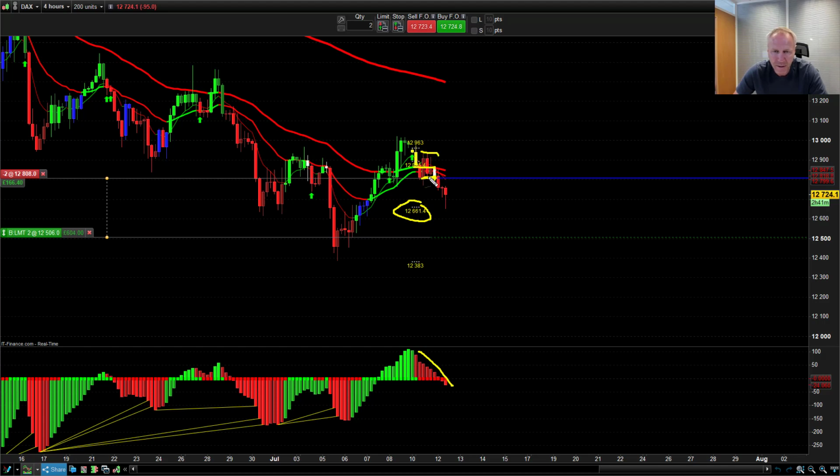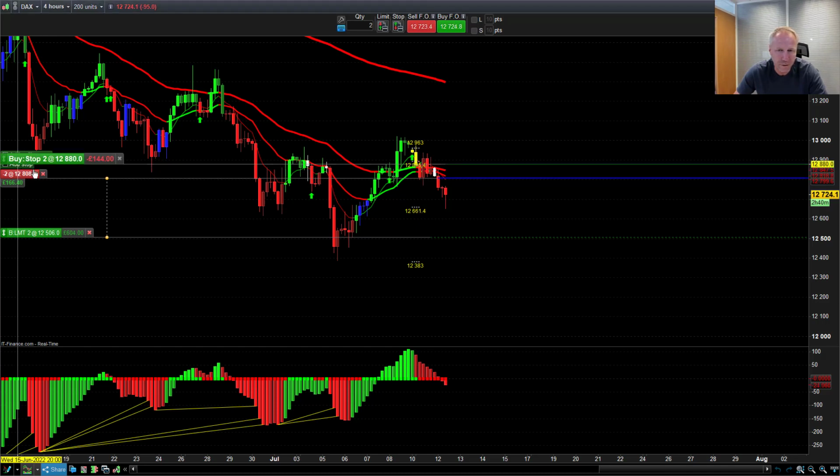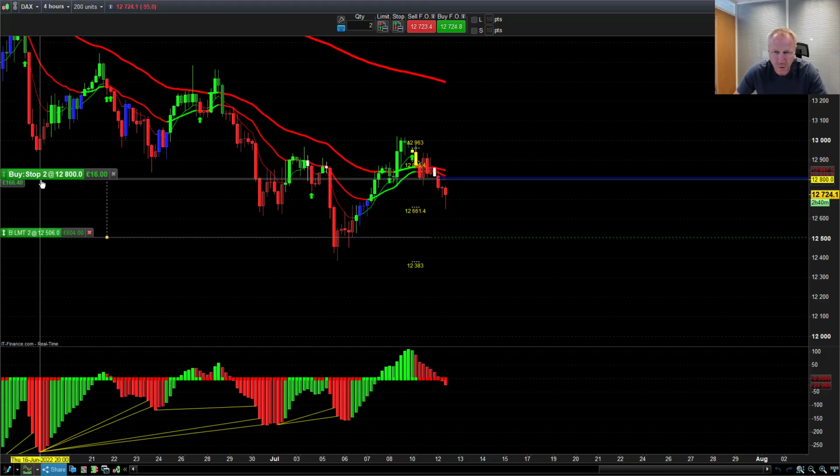Now my stop is here, and then I'm now moving my stop to break even. So let me just show you how to move my stop to break even. There's my stop now, so I'm just going to move that to break even.